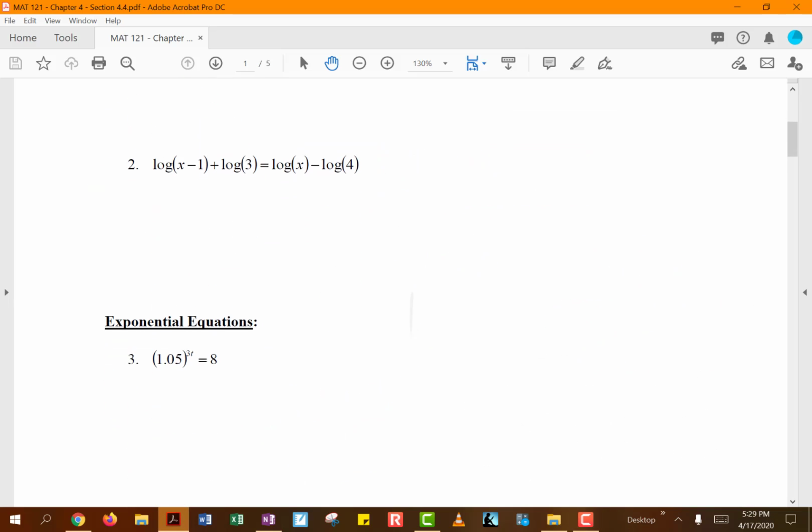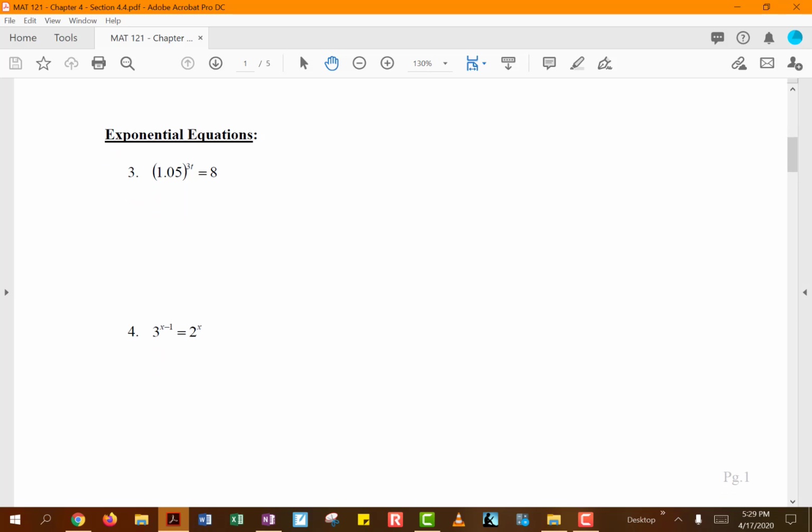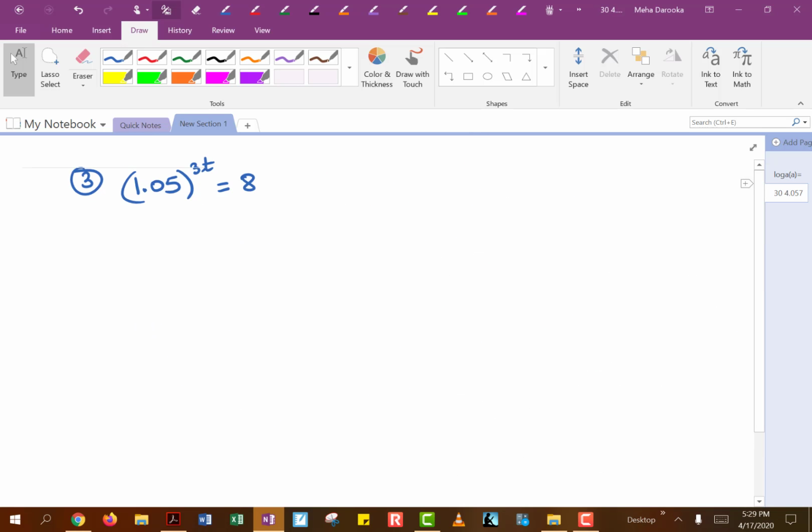Alrighty, now we are getting into the exponential form of the equation, and we want to see what kind of answers we get from here. So let's look at our first example for the exponential functions, and this one is 1.05 raised to the power of 3t equals 8. So as you can see, our unknown value, the t variable, is in the exponent, and to be able to find that t, we need to bring it down from the exponent to the base level. So that means we have to use the base change formula.